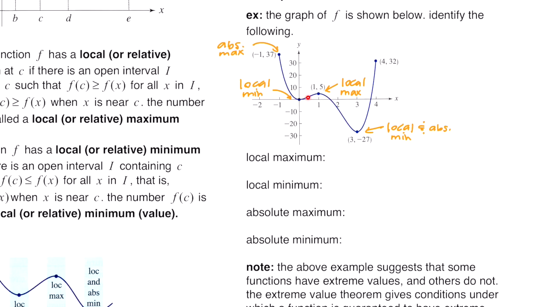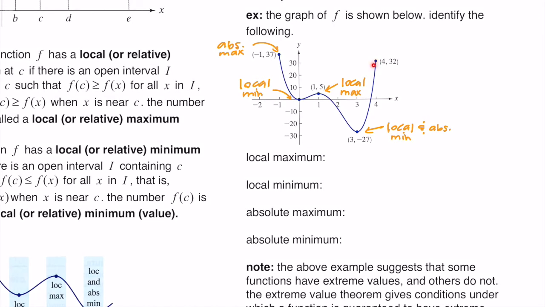So right here we have a local minimum because on this interval it's the lowest value. Right here we have a local maximum, same thing, on this interval it's the highest value. Right here we have a local minimum. And then if you look at the entire graph, it's also the lowest value for the whole entire graph from -1 to 4. So we would also call it an absolute minimum.